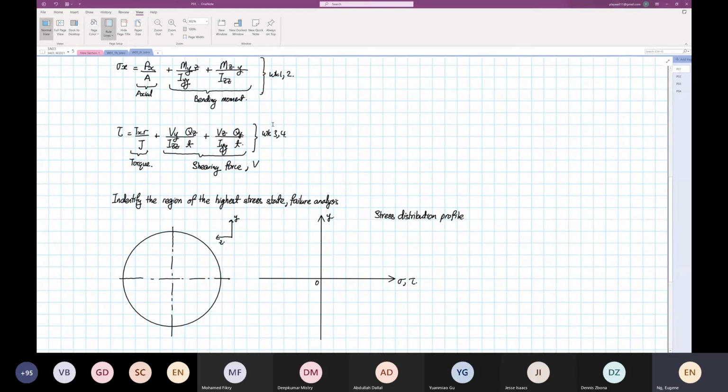It's an average stress. So I'm going to draw the first distribution. I'm going to assume it to be compression, right? So this is the first distribution, and this distribution over here is equal to P over A, right? It's constant. There's no effect on the radius of the shaft at all.